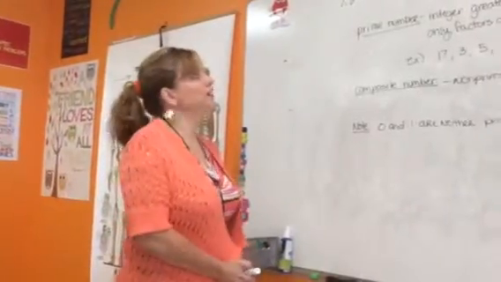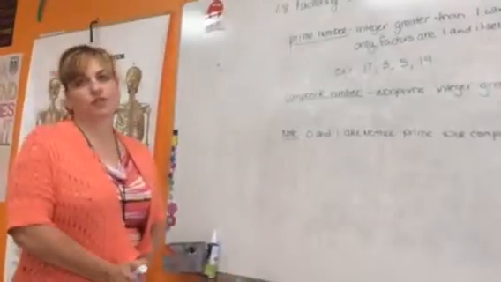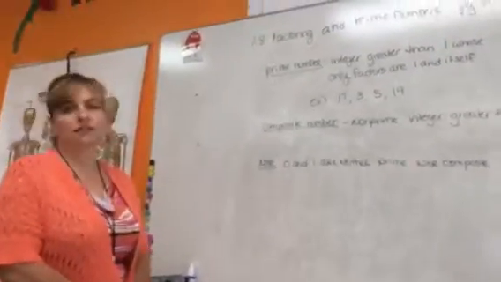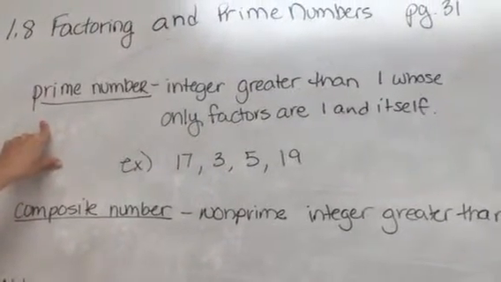Today we're doing factoring in prime numbers, page 31. It's section 1.8, and it's fun, so I hope you like it as much as I do. A prime number is an integer greater than 1 whose only factors are 1 and itself.